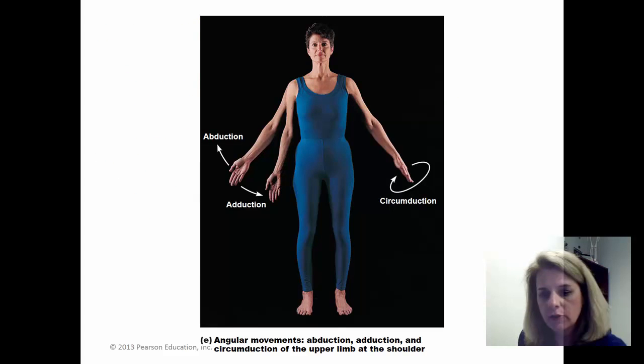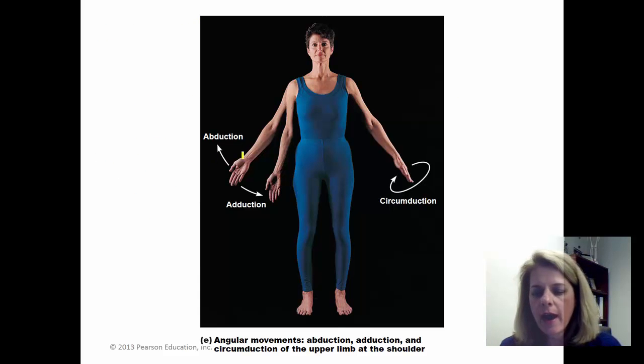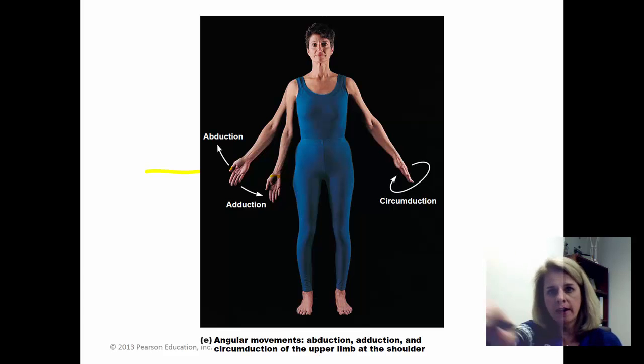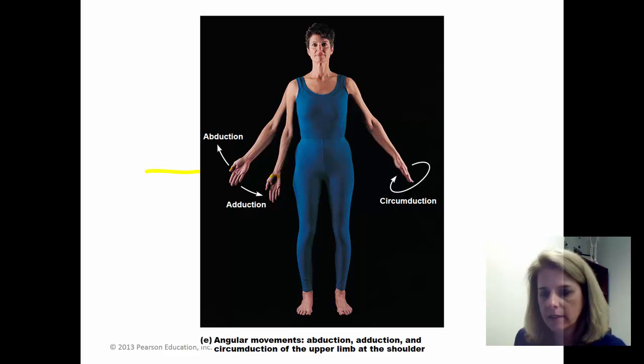Okay, so let's look at a picture. So abduction, taking the arm away, adduction, bringing the arm back to midline. Same thing with your leg. You can take your leg out and bring your leg back in to the side. Circumduction is making a cone in space. Okay, so you're flexing, extending, abducting, and adducting kind of all at the same time, making a circle.